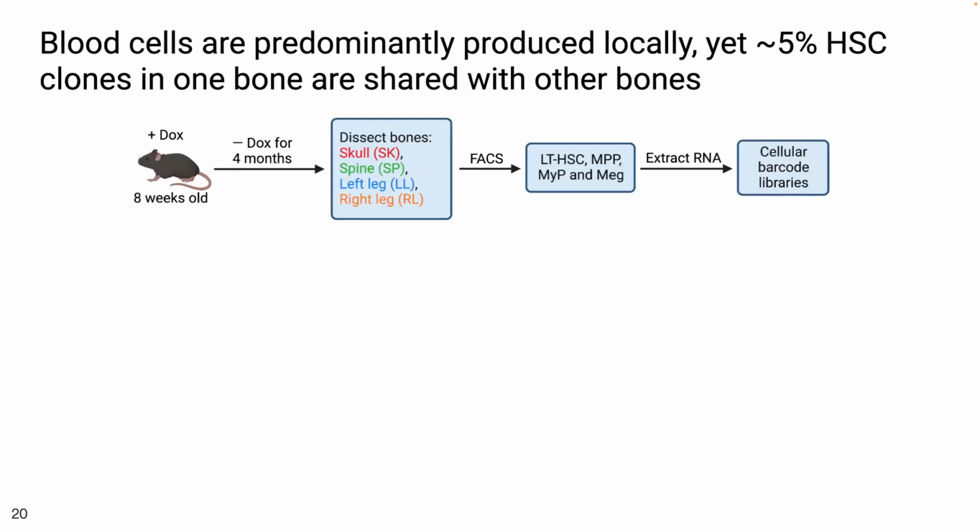To do this, we barcode the cells at 8 weeks old, wait for about 4 months, and collect cells from different bones: the skull, spine, left leg, and right leg. Then we use FACS to sort HSCs, MPP, myeloid progenitors, and microglia, and so on. Then, using the bulk protocol, we profile the lineage barcodes in these bulk populations.